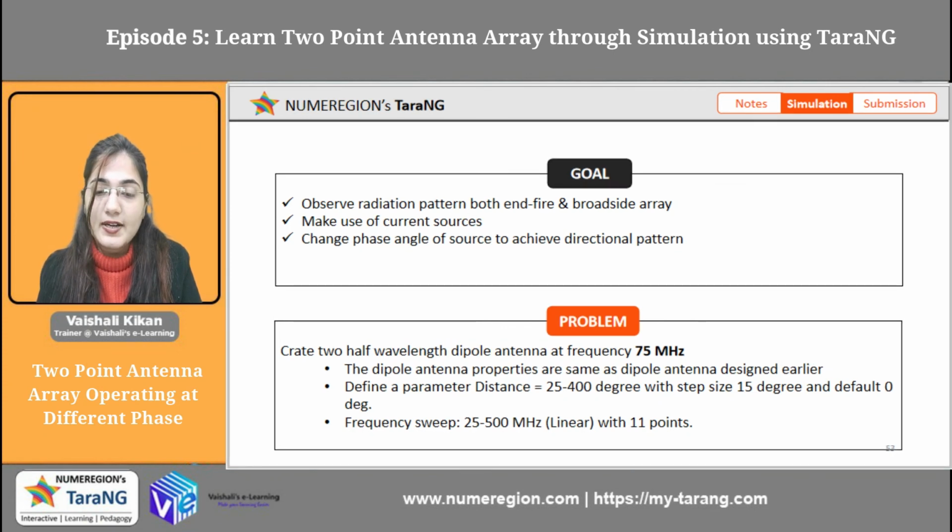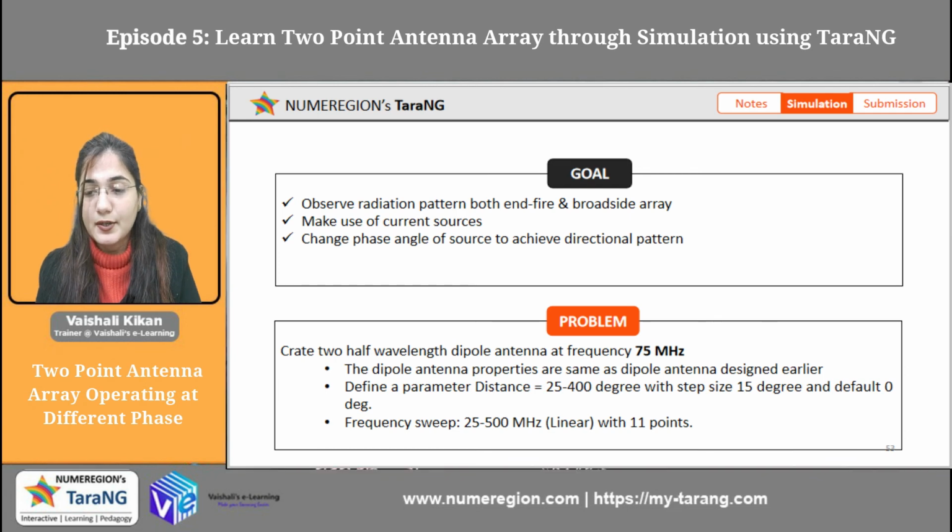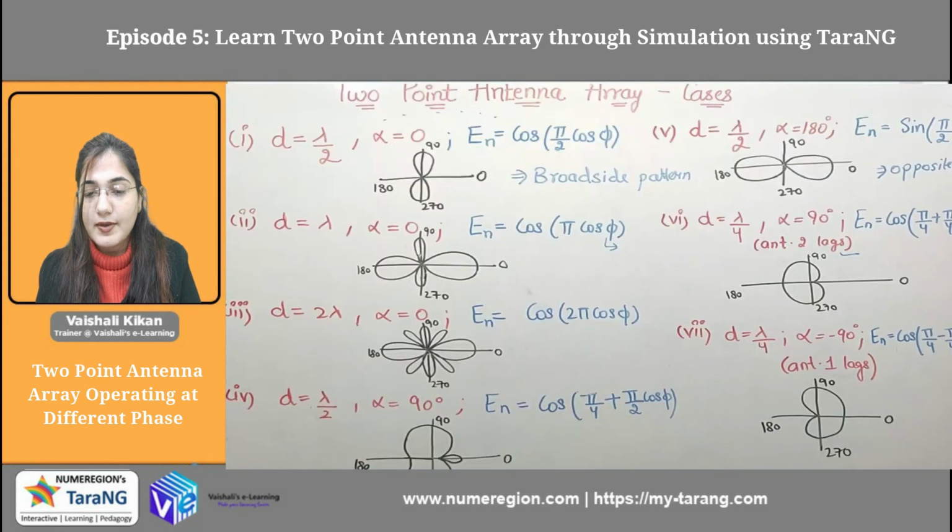Now you can also find out the radiation pattern for the varying spacing as well. You can change the distance between the two antennas, and then you can find out the radiation pattern for the changed distance. So you can use any variable and you can find out the output when you are changing the distance between the two antennas. Okay, so you can see this is how the various cases of the 2-point antenna array would be looking like.